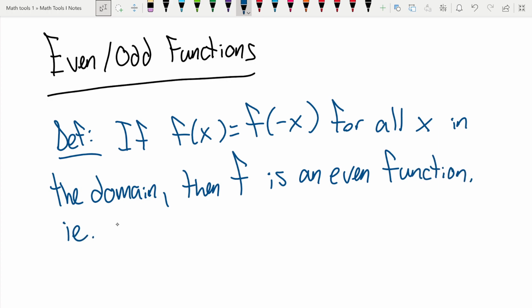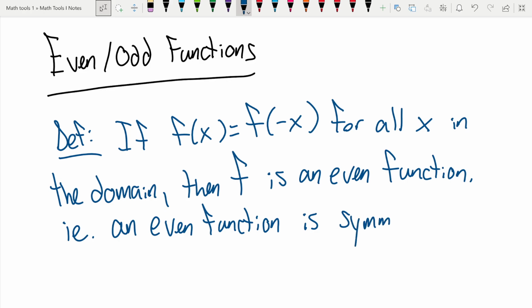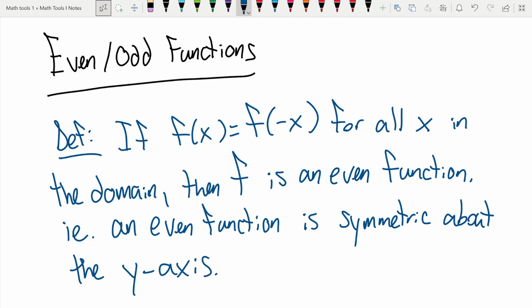So in other words, an even function is symmetric about the y-axis. So if you were to reflect it over the y-axis, if you looked at the mirror image over the y-axis, it would look identical.